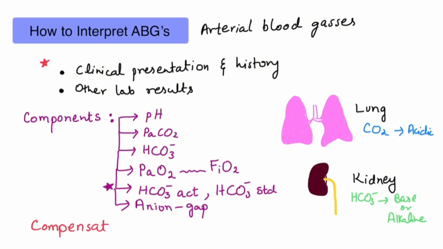So the bicarbonates are basically removed or absorbed by the kidneys, and the carbon dioxide is removed or controlled by the lungs. So these two organs will work together to compensate for any change in the body if it is within a range that they can adjust. So that's how they will basically help each other out.